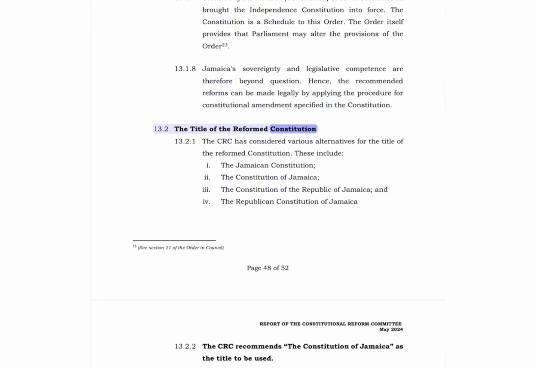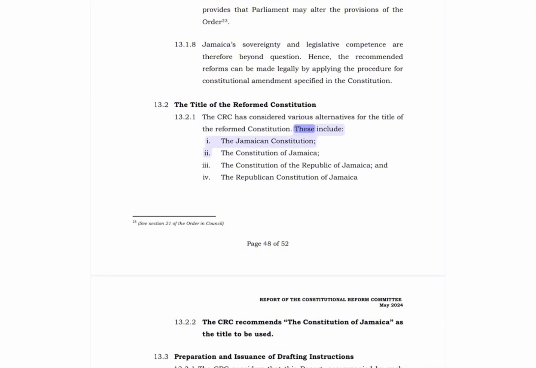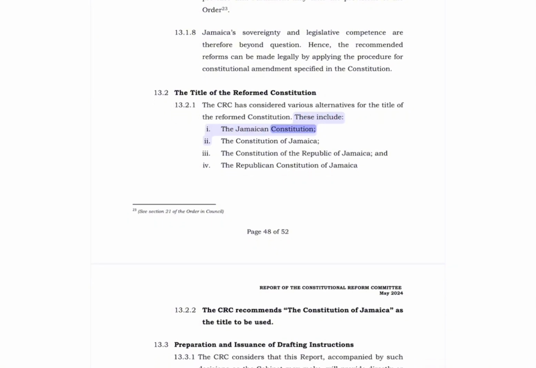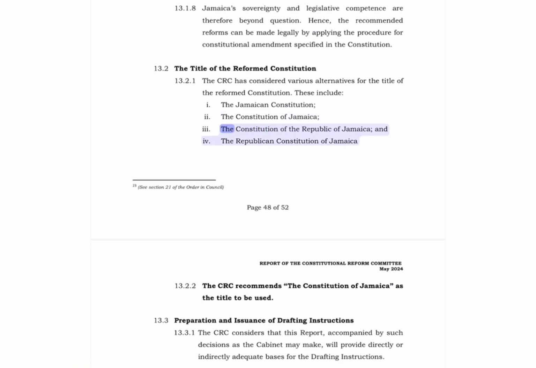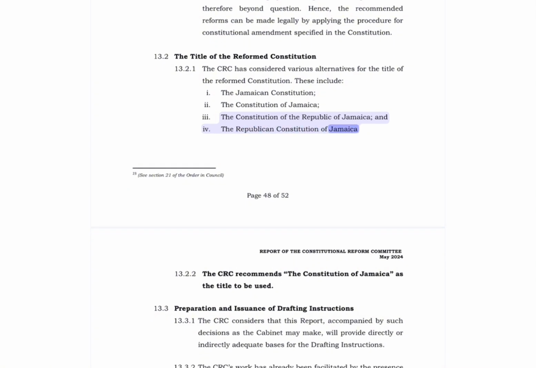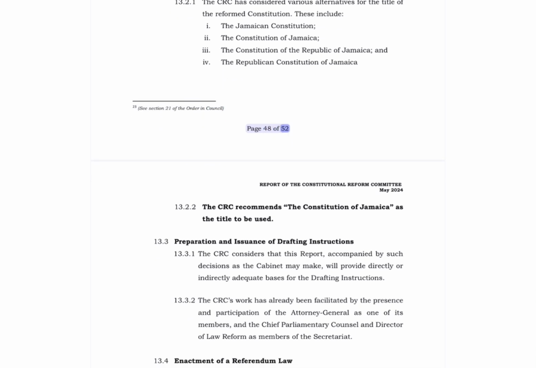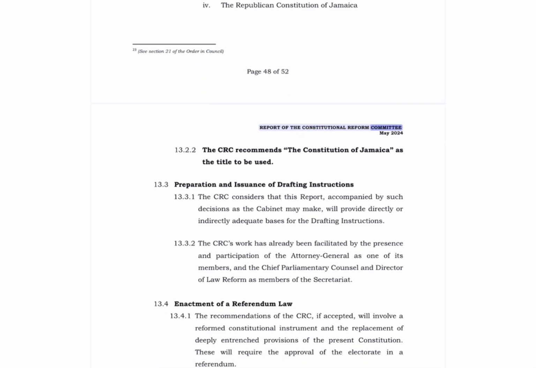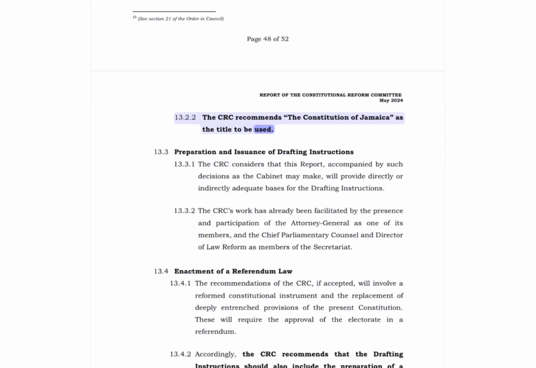13.2 The title of the reformed Constitution. 13.2.1 The CRC has considered various alternatives for the title of the reformed Constitution. These include: 1. The Jamaican Constitution. 2. The Constitution of Jamaica. 3. The Constitution of the Republic of Jamaica. And 4. The Republican Constitution of Jamaica. 23 See Section 21 of the Order in Council. Page 48 of 52. Report of the Constitutional Reform Committee, May 2024. 13.2.2 The CRC recommends that the Constitution of Jamaica be the title to be used.